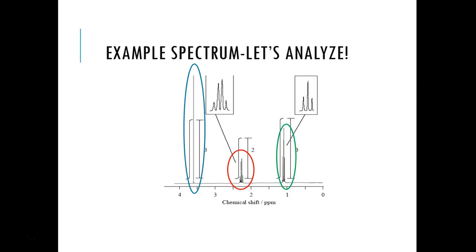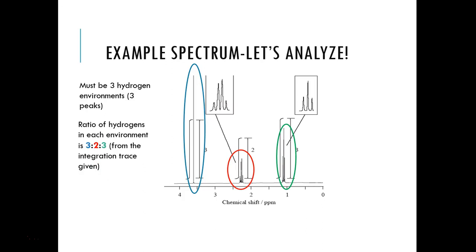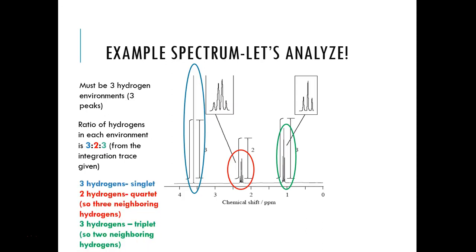Okay, so let's look at a sample spectrum. We have 1, 2, 3 different peaks. So we know that there must be 3 hydrogen environments since there's 3 peaks. The ratio of hydrogens in each environment is 3 to 2 to 3, and we get that from the integration trace that's provided for us. We know that the first 3 hydrogens, the blue hydrogens, are a singlet. The 2 hydrogens, the red ones, are a quartet, so there must be 3 neighboring hydrogens. And then the 3 hydrogens in the green environment are triplets. There must be 2 neighboring hydrogens.